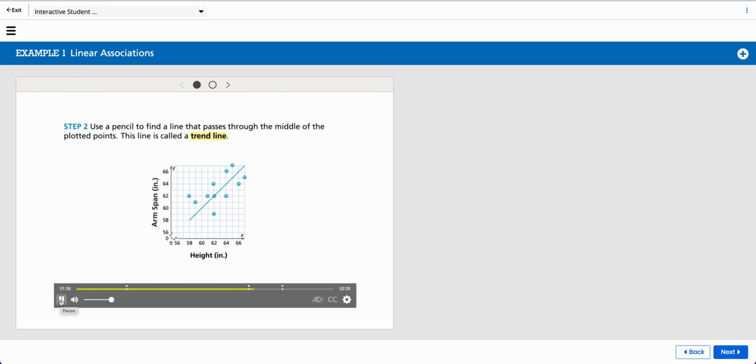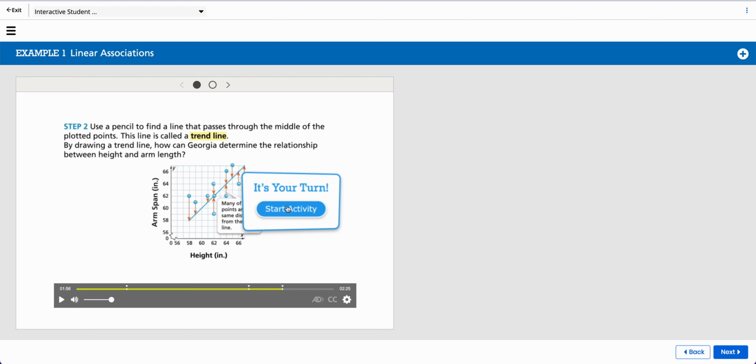This line that passes through the middle of the plotted points is called a trend line. She found a good trend line because many of the points are the same distance from the line. By drawing a trend line, how can Georgia determine the relationship between height and arm length?